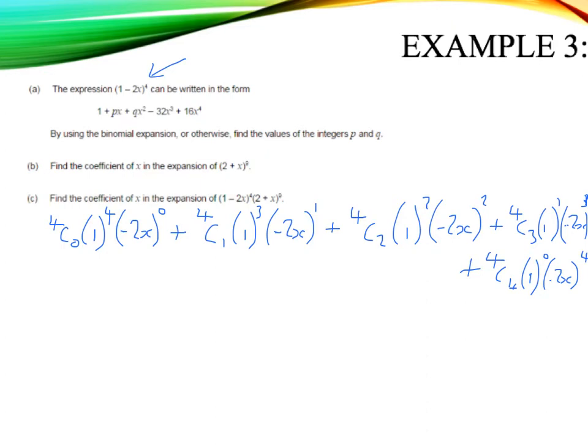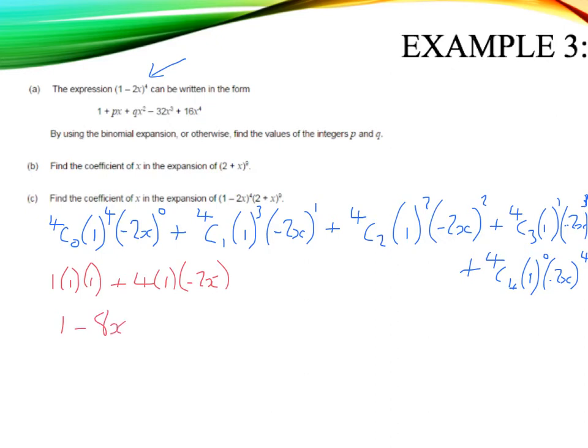And then I'm going to tidy it up. So my first term is 1 times 1 multiplied by 1 multiplied by 1. Easy, 1. Next one, 4C1 is 4 multiplied by 1 multiplied by minus 2x. Tidy this bit up and I don't get plus there, I get minus 8x.